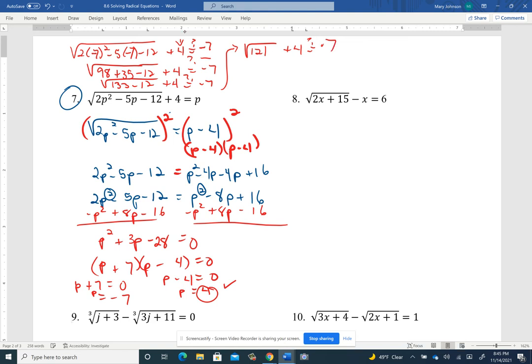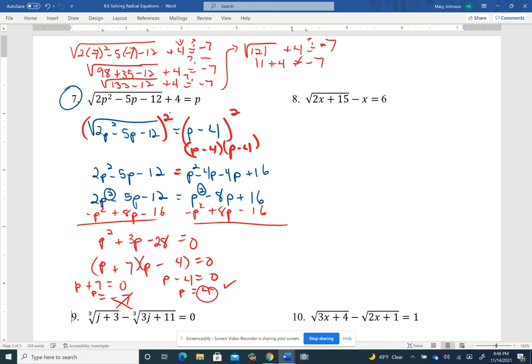But you see how I need to take the square root? That would be 11, and this is plus 4, and that would not equal a negative 7. So this guy I have to rule out. Now, I'm not ruling it out because the p turned out to be negative. I'm ruling it out because when I plugged it back in, it didn't make the original problem true. So 4 would be your only answer to number 7.